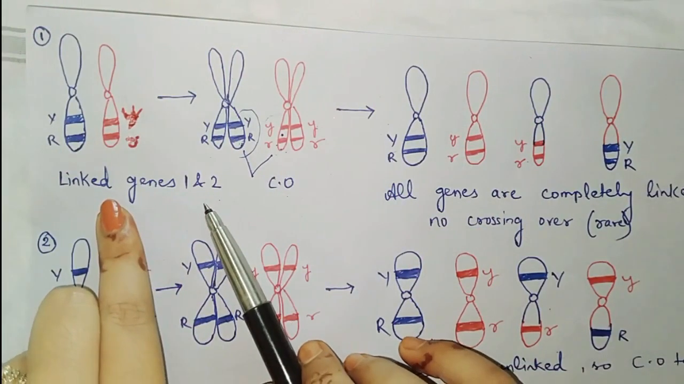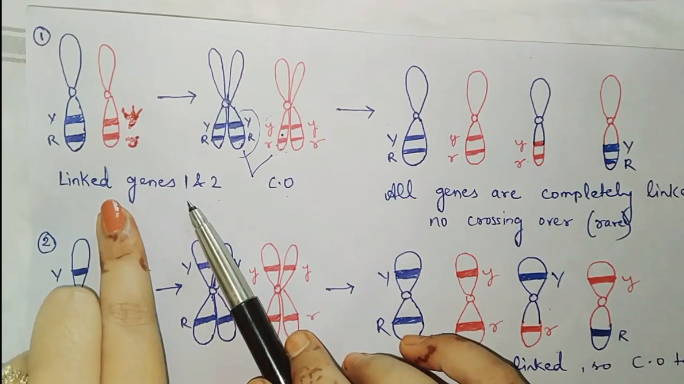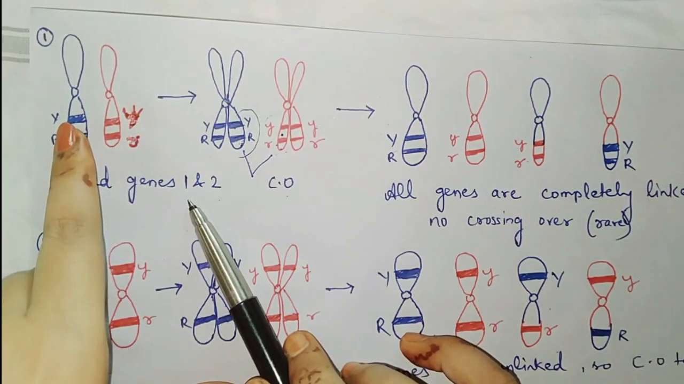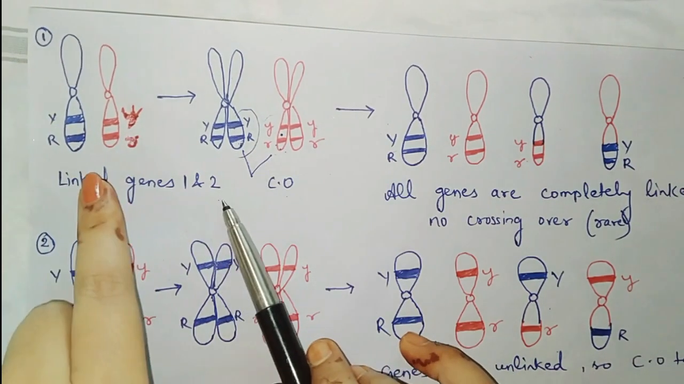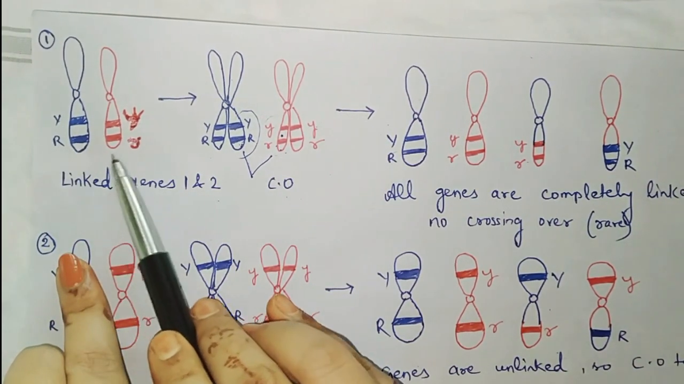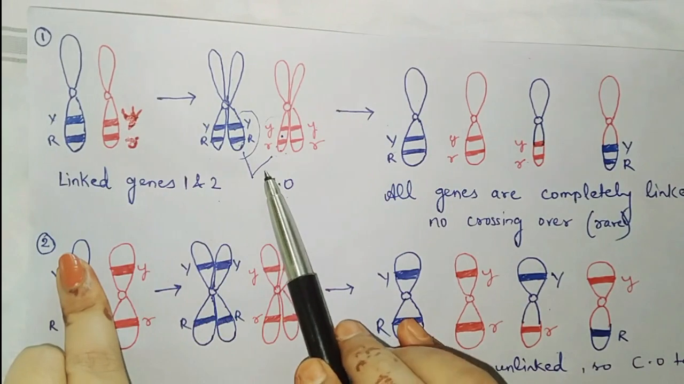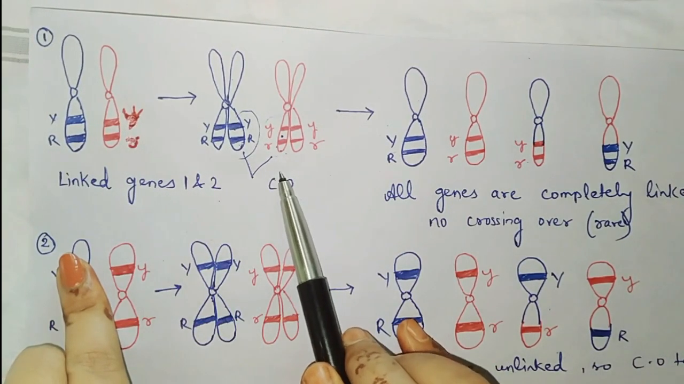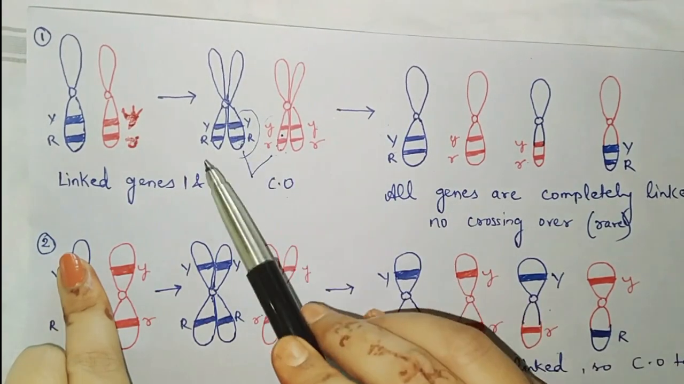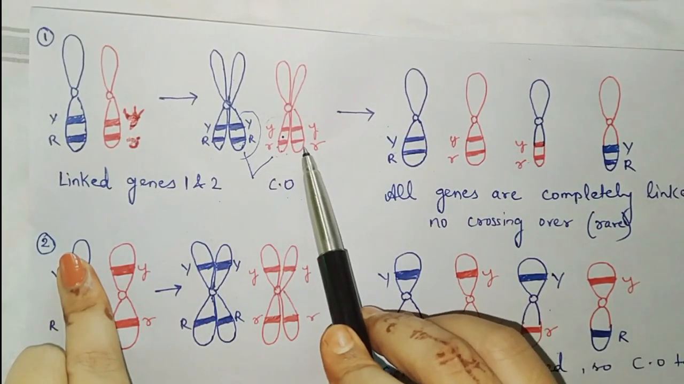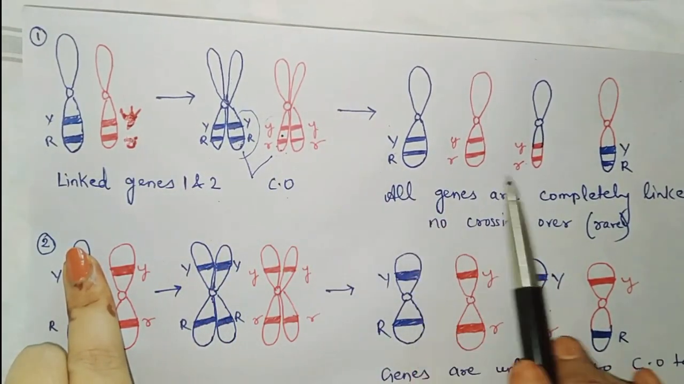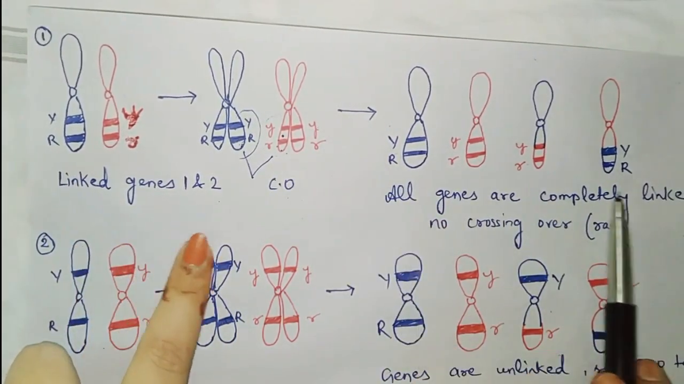This is the first case where 2 linked genes, that is gene 1 and gene 2, are taken as examples. Gene 1 has alleles capital Y and small y. Gene 2 has alleles capital R and small r. These 2 are the homologous chromosomes. When they reach the tetrad stage, crossing over will take place. Over here, crossing over takes place between these 2 non-sister chromatids, and these 2 chromatids remain unchanged. When these 4 chromatids separate and enter into 4 different cells, this is the representation.